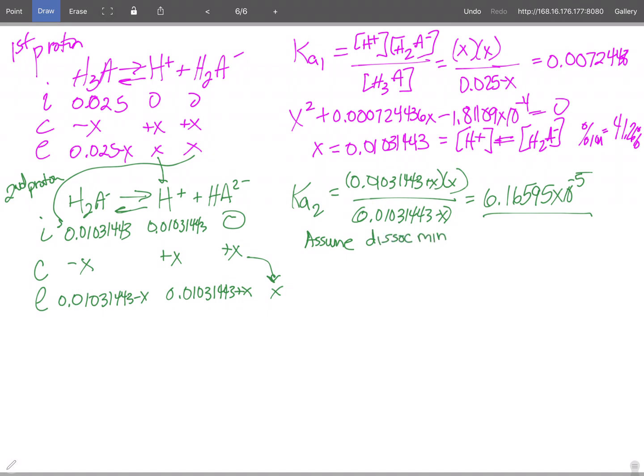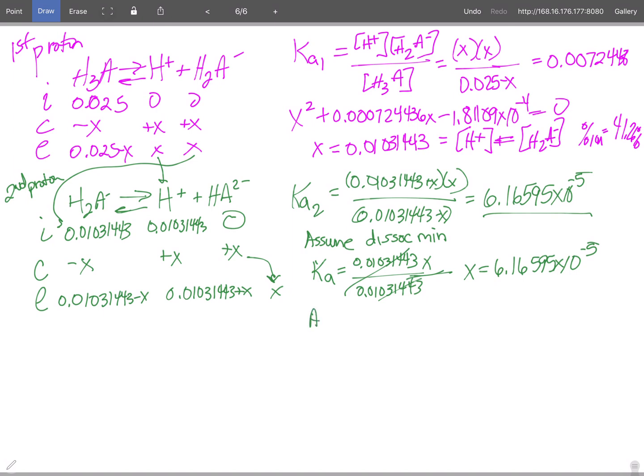Now, when we do that, we always have to check, but that makes our Ka drop to 0.01031443 divided by 0.01031443 with the x up at the top. So wait a minute, these two cancel. So basically my x is going to be equal to 1.6595 times 10 to the minus 5th.